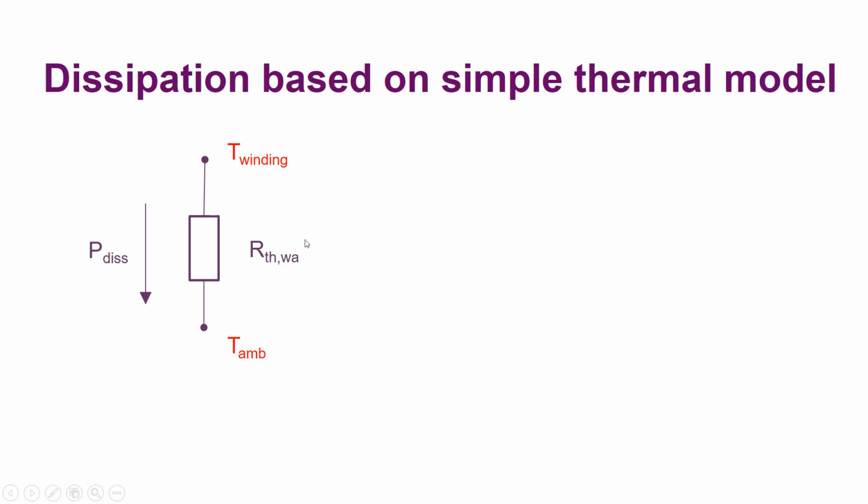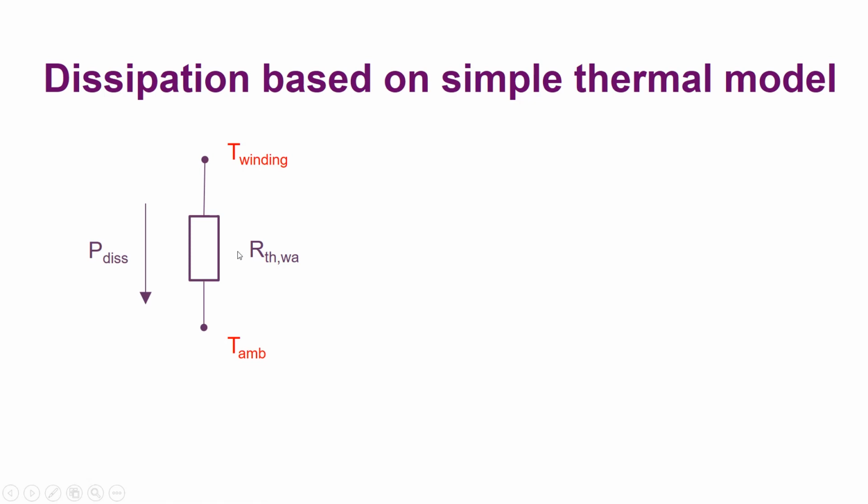In this thermal model, we have a thermal resistance over here, a thermal resistance between the motor winding and the ambient temperature. Thermal resistance is defined as the way a motor can get rid of its heat. When the thermal resistance is high, the motor isn't able to get rid of the heat very easily.